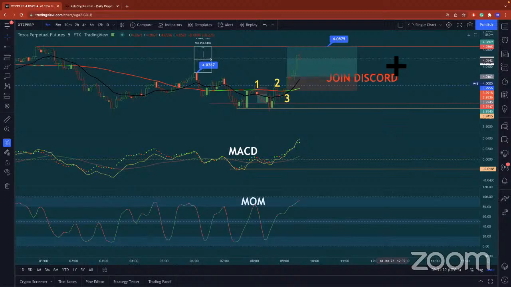Yeah, so 1.5 is a good risk to reward. You're gonna hit it for sure. Oh, you're gonna hit the 4.085, 4.0875, sorry, that you're gonna hit. You just gotta wait for it. Hopefully, it doesn't dip too much, but I have zero doubt that we're gonna hit that.